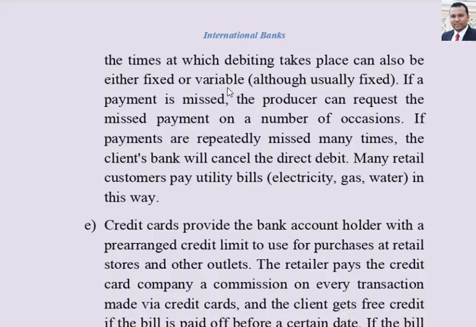But if a payment is missed between the client and the producer, the producer can request the missed payment a number of times. So in this case, we talk about examples for this. Maybe a corporate or individual pays utility bills like electricity, telephone, gas, or water.